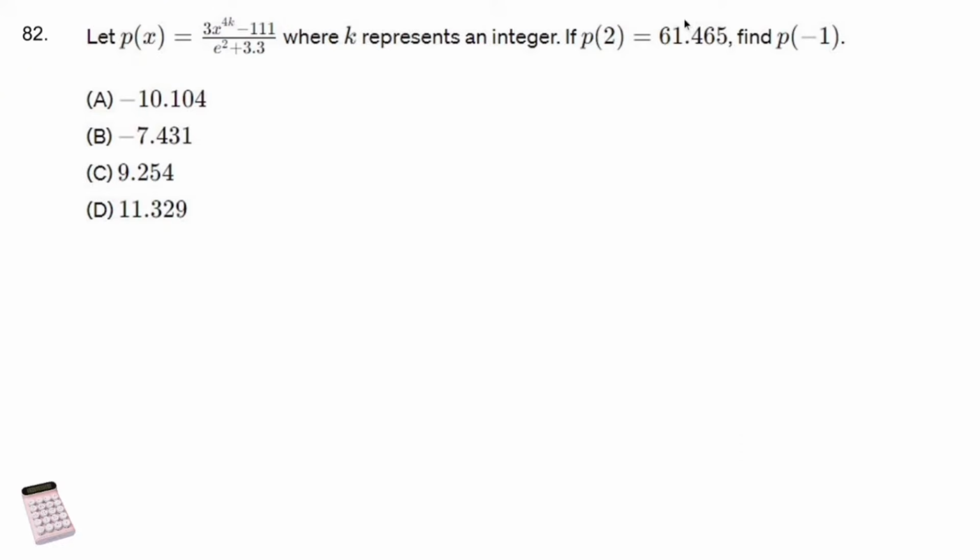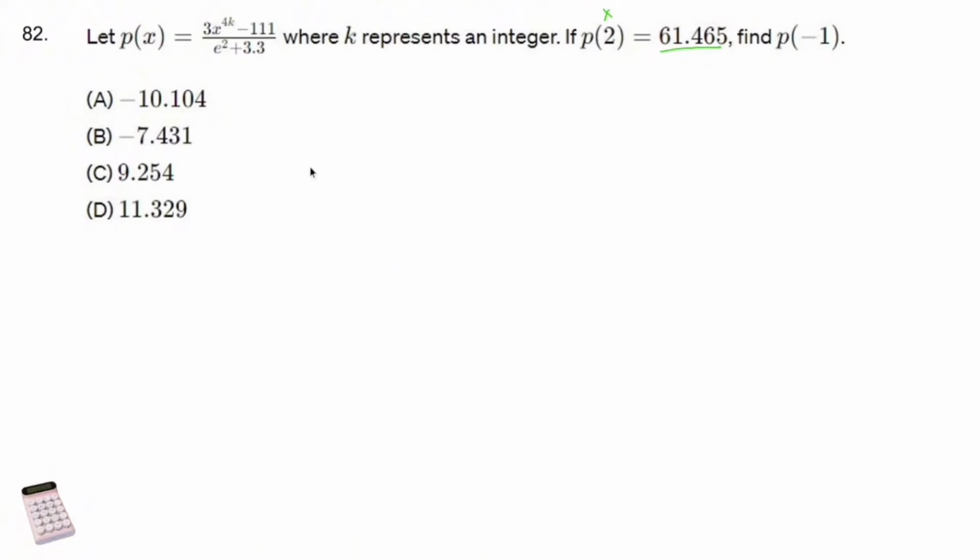What I need to do first is, it just told us that if I were to plug in 2 for x, because P of 2 means x is 2, I'm going to get 61.465. Okay, so let's actually do this. Let's see what I can do without the use of a calculator first. I might regret this, but it might make my life a lot easier. Again, if I plug in 2 for x, I get that number.